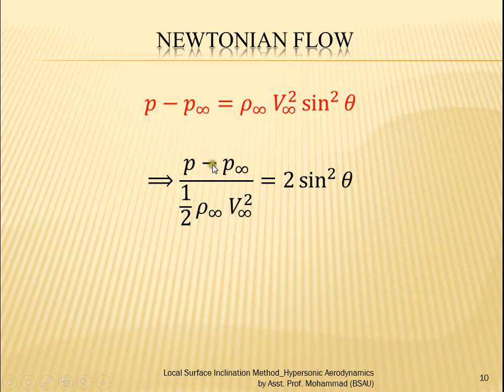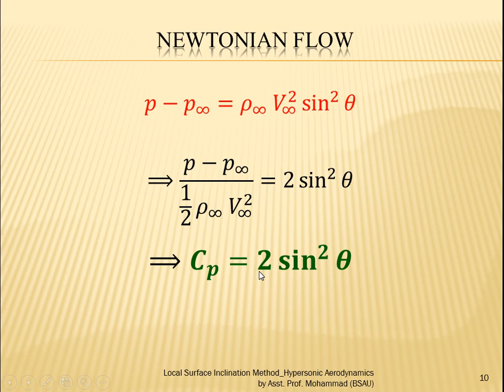Now this parameter as a whole is by definition Cp, the coefficient of pressure. It is not particular to hypersonic flow or any supersonic flow or any kind of flow. By definition, this whole collection of parameters is the Cp. So Cp becomes simply 2 sine square theta. There is a direct relation available, although it is not linear because theta is still squared here.